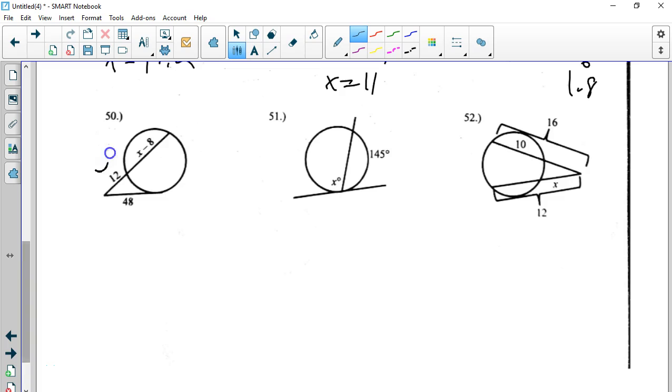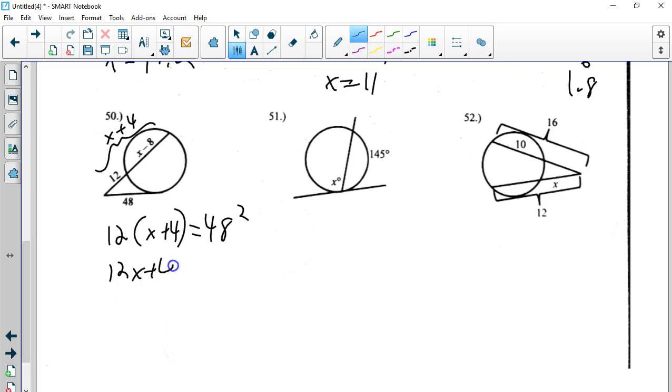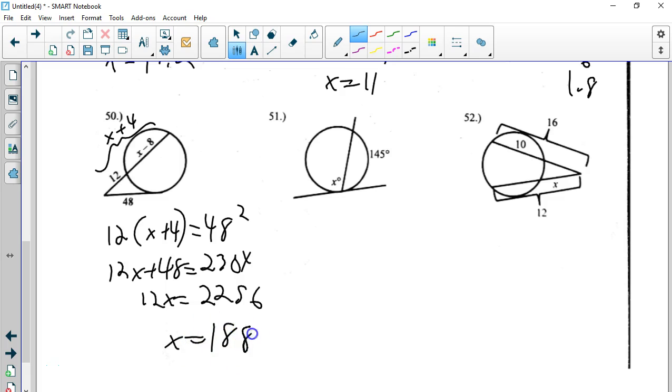All right, remember, we always want the total. So 12 minus 8 is 4, so this whole thing is x plus 4. Now this one is a different formula. This is outside times whole equals the tangent squared. So I get 12x plus 48 equals 2304. I'm going to subtract 48 to get 2256. Divide by 12, and I get 188.